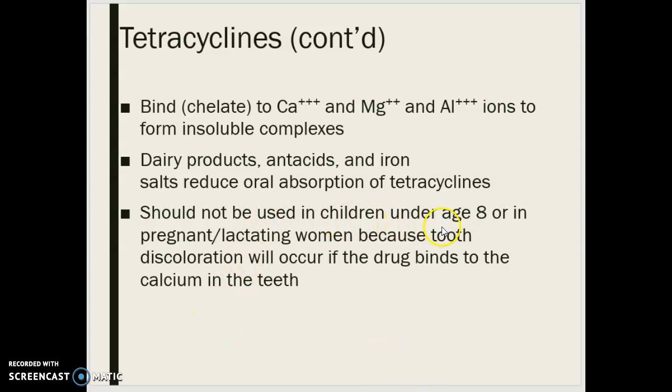these should not be used in children under the age of 8 or in pregnant or lactating women, because tooth coloration will occur if the drug binds to the calcium in the teeth. And I believe I had mentioned earlier that the tetracyclines can also affect bone growth. So we don't want to give this to children under 8 or pregnant or lactating women.